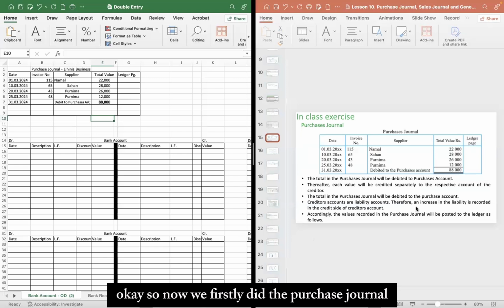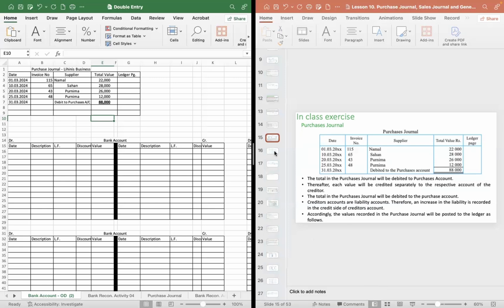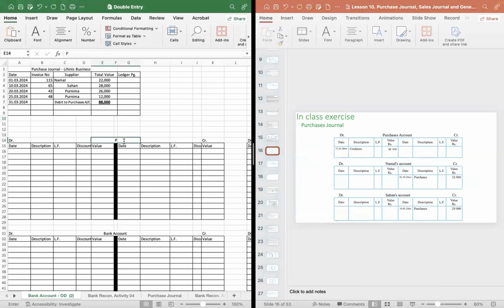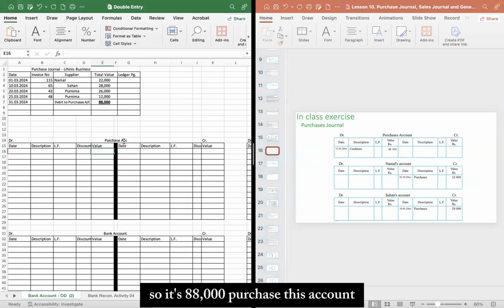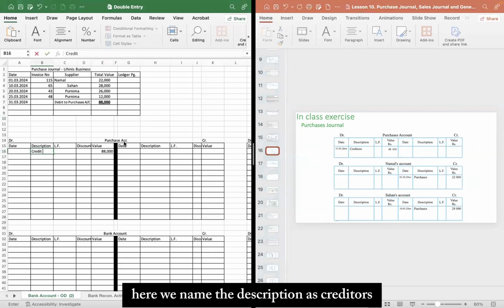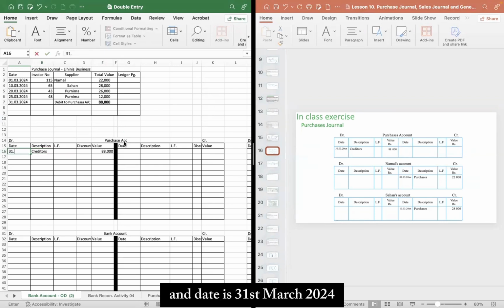So now we firstly did the purchase journal, and now let's see how to post these transactions into the respective ledgers. Now what we do is debit the purchases account 88,000. So we make the purchases account. It's 88,000 in the purchases account. Here we name the description as creditors, and the date is 31st March 2024.